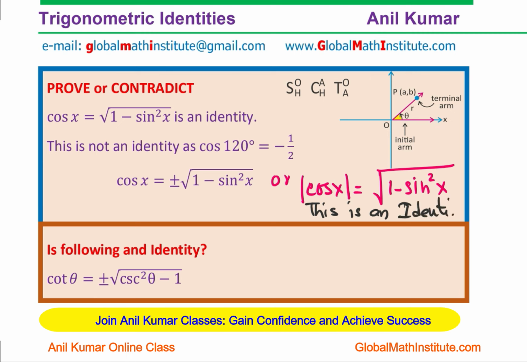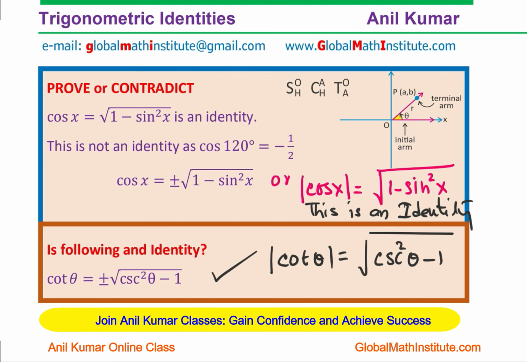So if you make it absolute value, it is an identity. You get the idea. Perfect. Or sometimes we'll just write cot as plus minus square root of cosecant square theta minus 1. That is an identity. Correct? But you'll have to think when is it plus, when is it minus. The better way to write this is absolute value of cotangent theta is equal to square root of cosecant square theta minus 1. Makes sense? Right? That is an identity. Better way of writing. Correct?